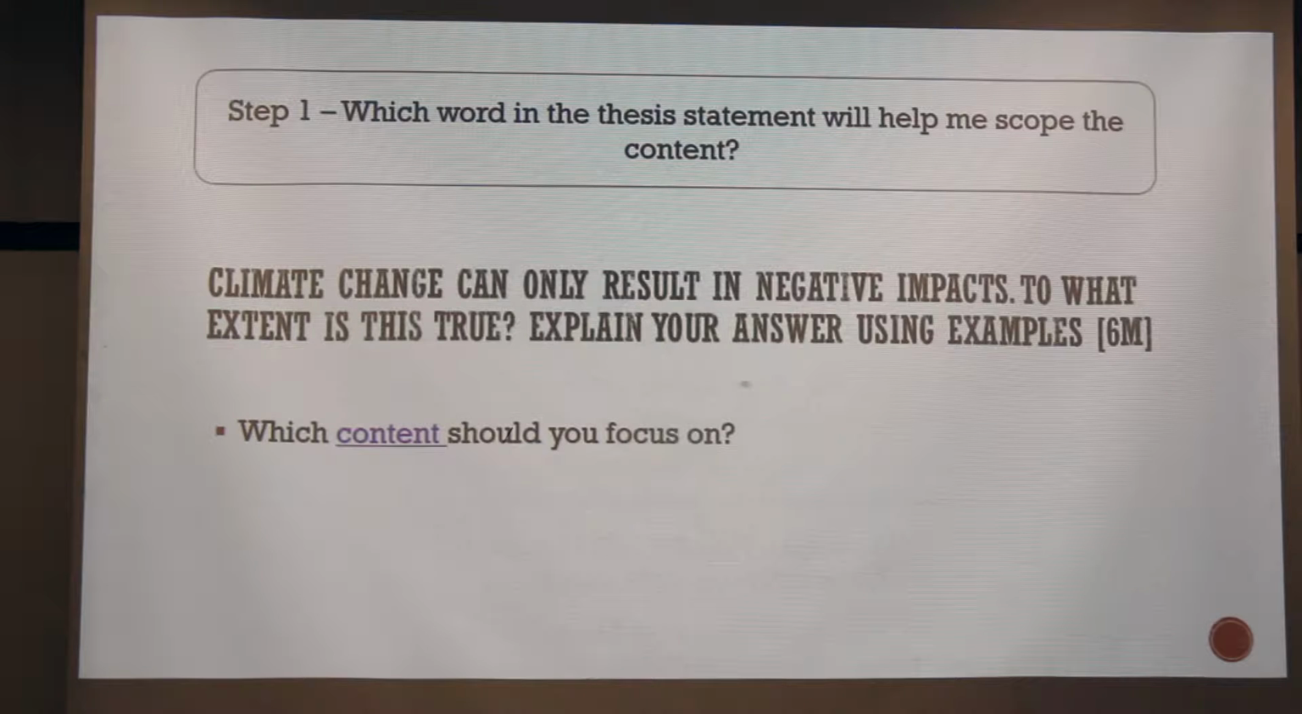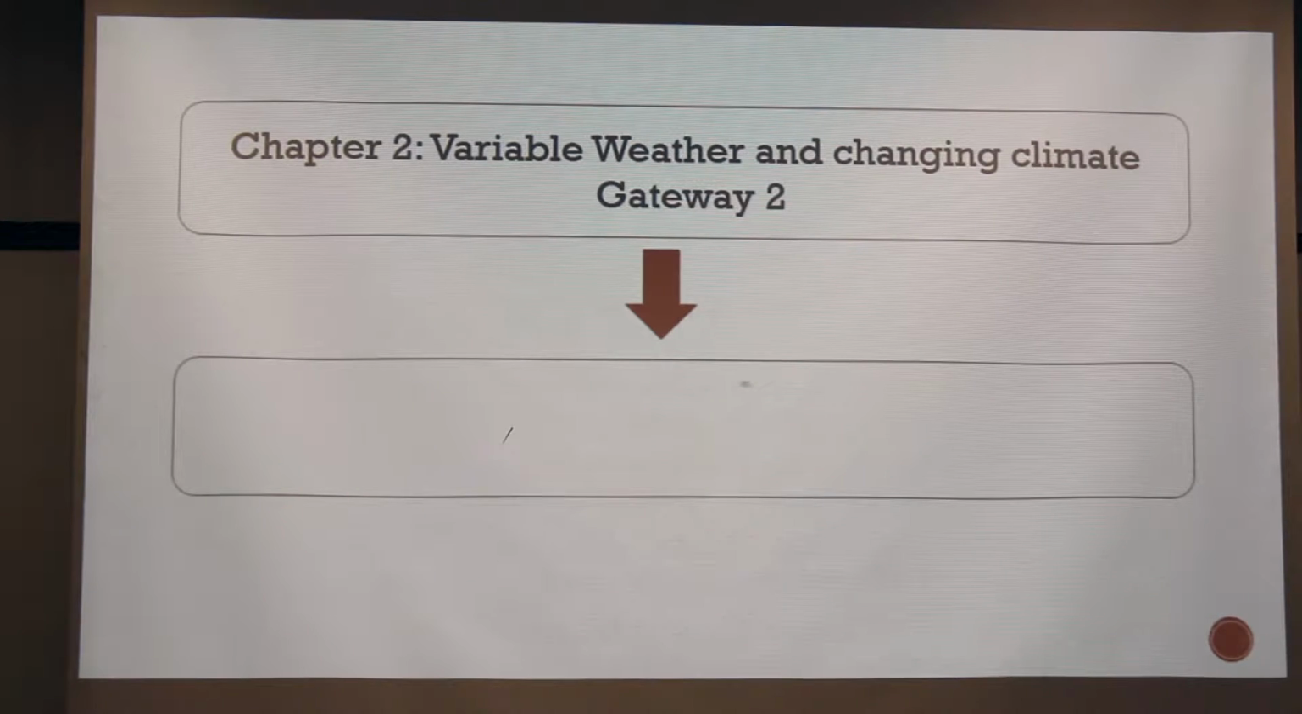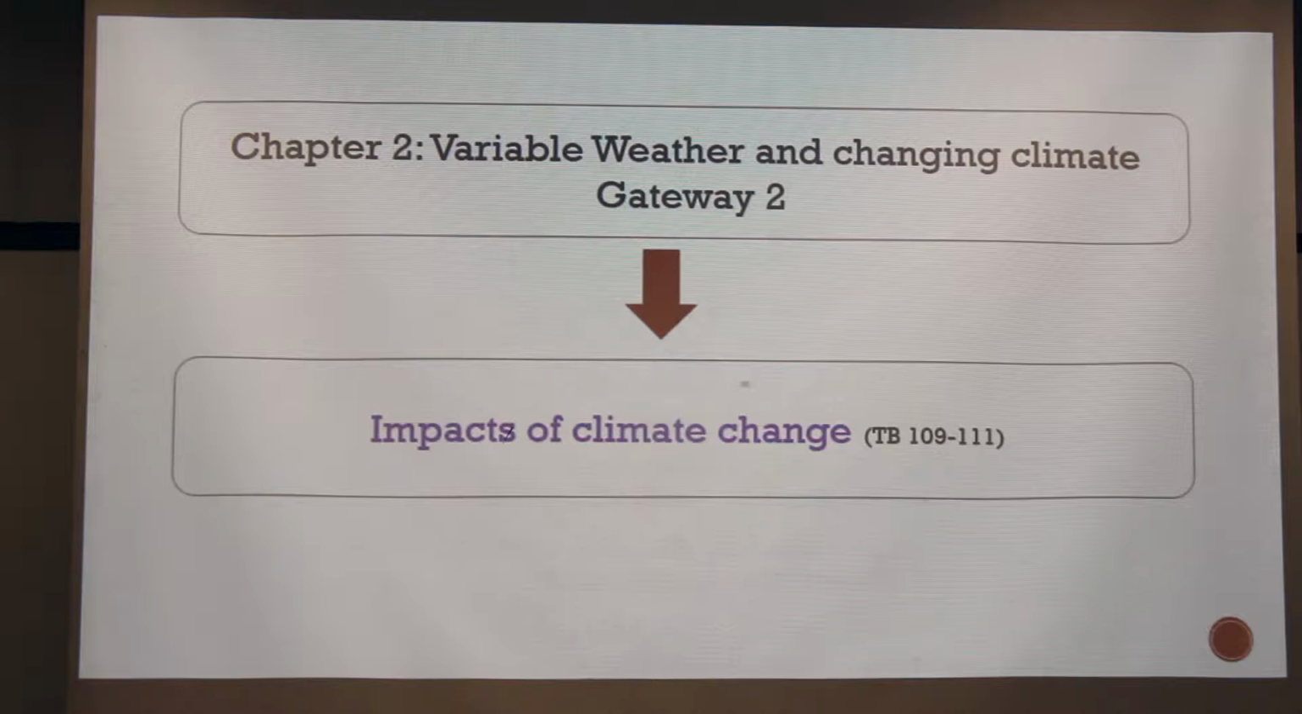So they are saying impacts of climate change. Am I right? So chapter 2, gateway 1 or gateway 2? Yes, it's gateway 2. In gateway 2, you can find the impacts of climate change. So the content is chapter 2, gateway 2, impacts of climate change. That's the number 1 step: identify the content that you should write about.